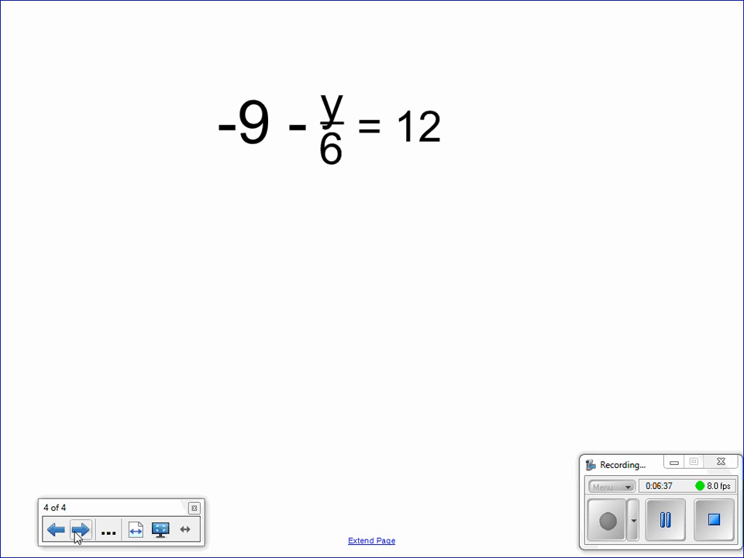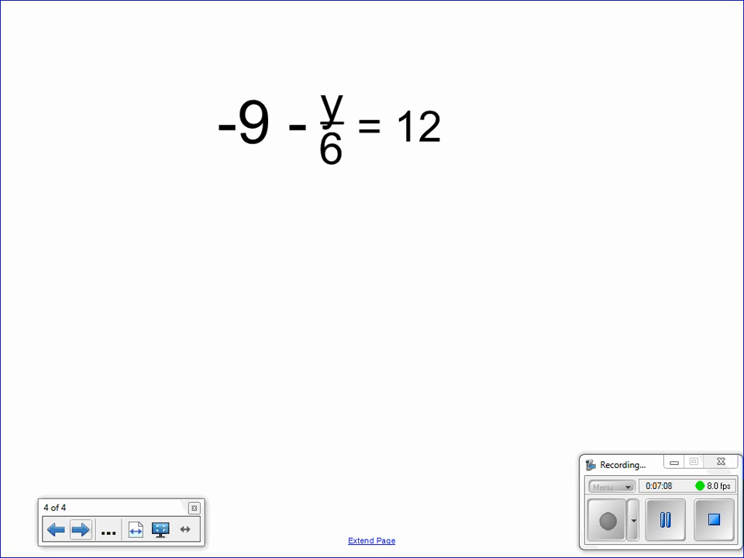This will be the last one that we're going to do here. We have negative 9 minus y over 6 equals 12. The first thing I'm going to do is get rid of the division, so I'm going to multiply this by 6. If I multiply that by 6 here, then I also have to multiply this by 6, and I have to multiply this by 6. So I multiply the whole side, not just the one term.